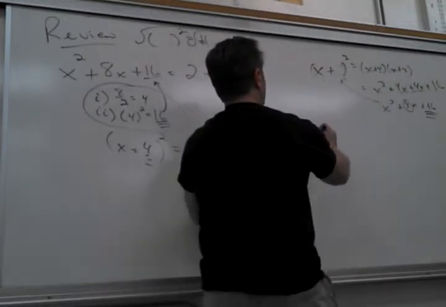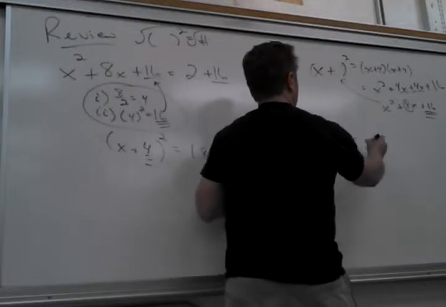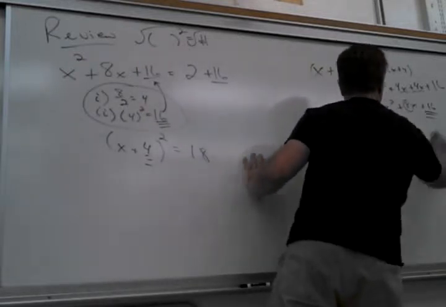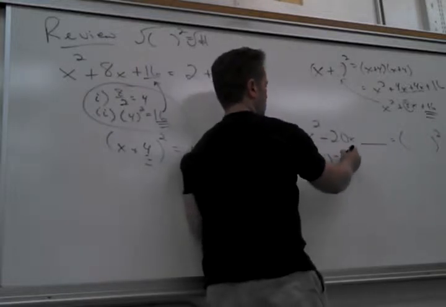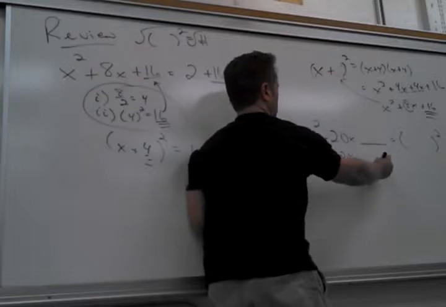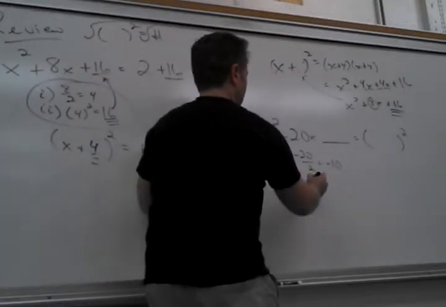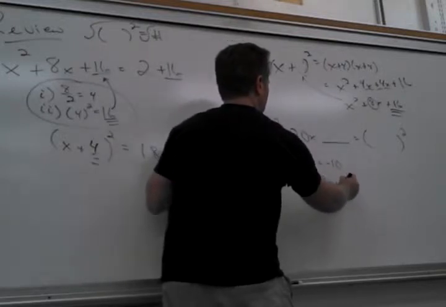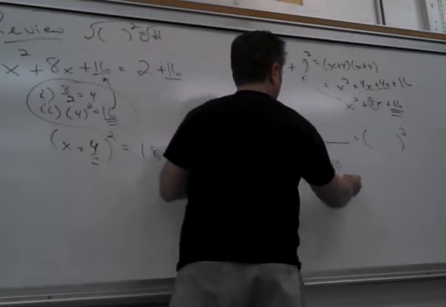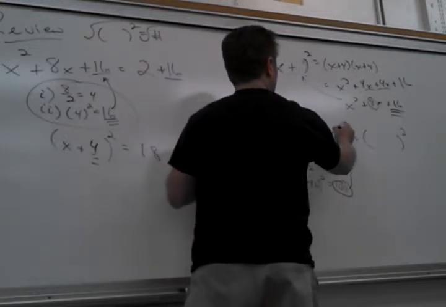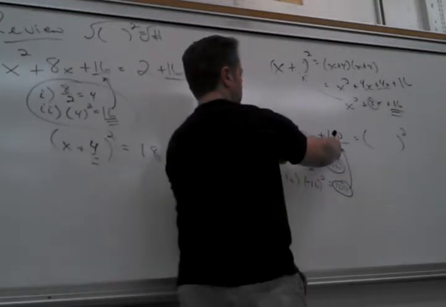So if I have x squared minus 20x, what would I have to put here? What are the 2 steps? Negative 20 divided by 2. Minus 10. Then 100. Yeah, negative 10 squared is 100. So that 100's got to go where? Upstairs. It's got to go right here. And the negative 10 is how this would factor.